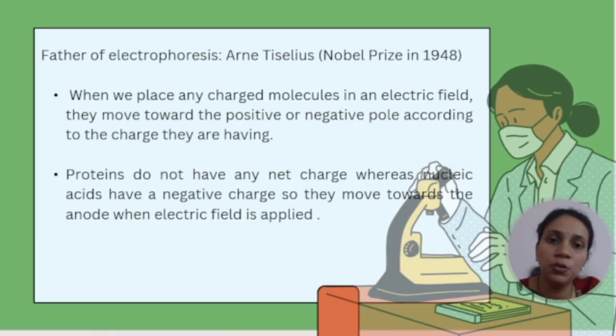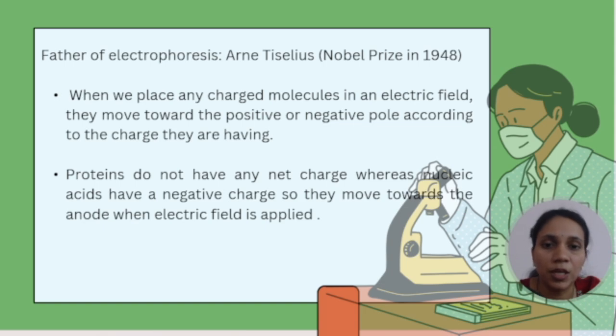This is particularly used for studying charged molecules. When we know the charge on a particular molecule, whether it is negative or positive, this assay can be very easily developed. Suppose we have a charged molecule and we place it in an electric field, it is obvious that it will start moving towards the opposite pole. This concept is the principle of gel electrophoresis, or rather electrophoresis. Proteins do not have any net charge, but nucleic acids have a negative charge, so they can be easily studied using this technique.